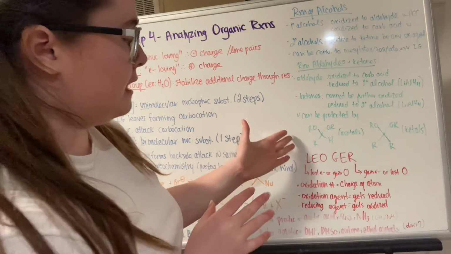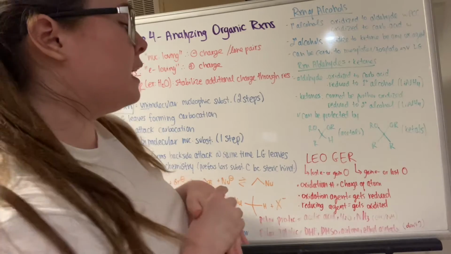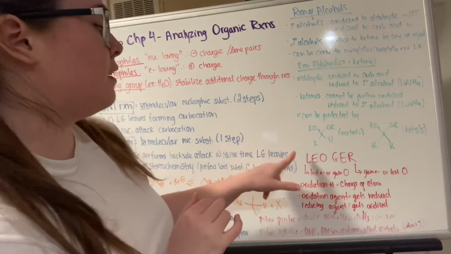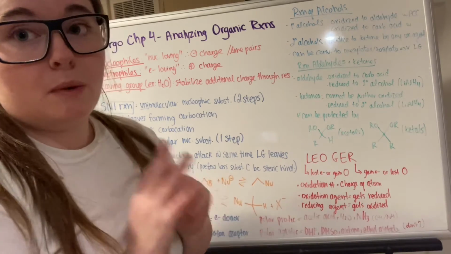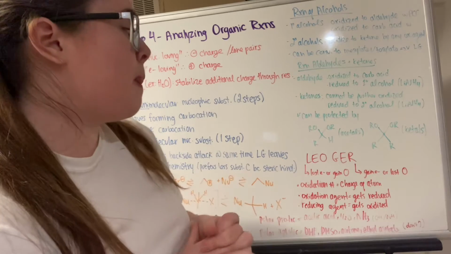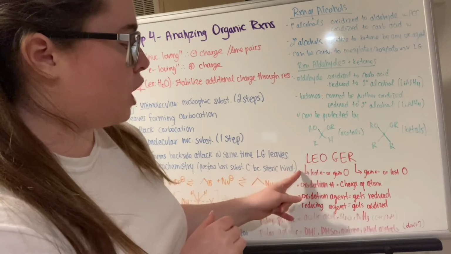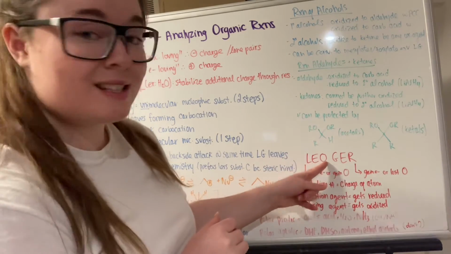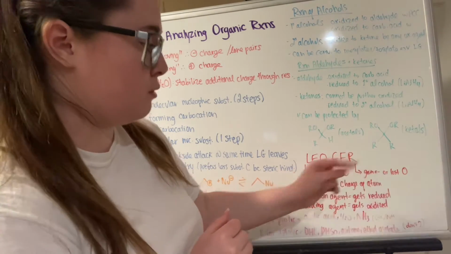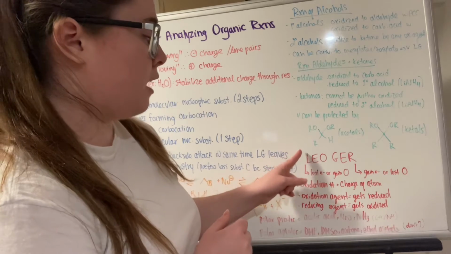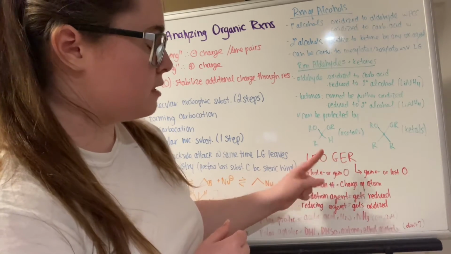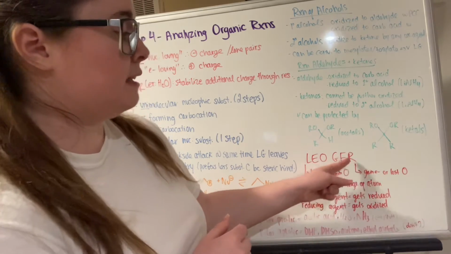Finally, we are in the last portion of this chapter where we're looking at reduction and oxidation. So Leo the lion says GER is one of the few acronyms that you can memorize for this test, to know that the loss of electrons is oxidation, and the gain of electrons means it was reduction. So LEO, lose electrons oxidized, and then GER, gain electrons reduced.